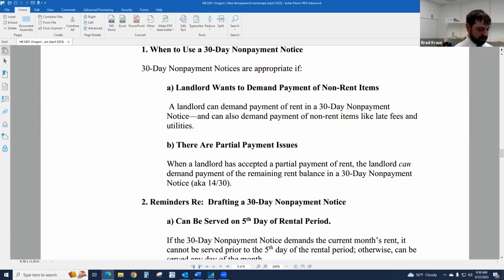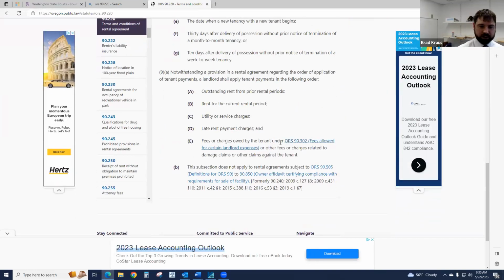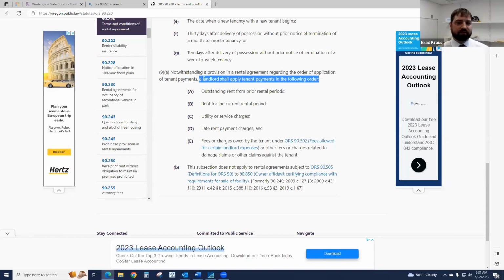And the reason, and I'm just going to show you why I'm waffling. I'm going to pull up the actual statute and I'll show you what the statute says. All right. So here's the actual statute on my screen. And if you scroll down here, this is the reason that I waffle on it. Here's the language of it, right? It says, notwithstanding a provision in a rental agreement regarding the order of application of payments, a landlord shall apply tenant payments in the following order. And then it lists it out. Well, in your example, this isn't anything in a rental agreement. It's a tenant directing the application. And so that presents sort of an odd scenario.